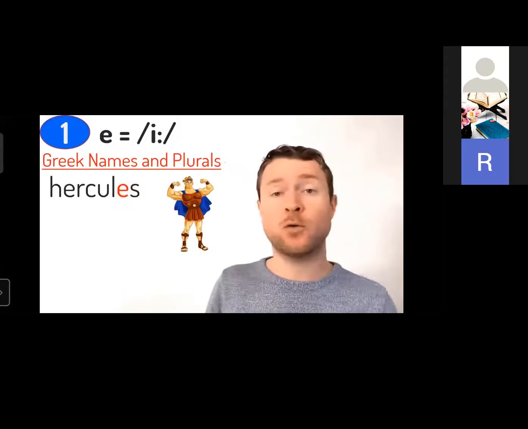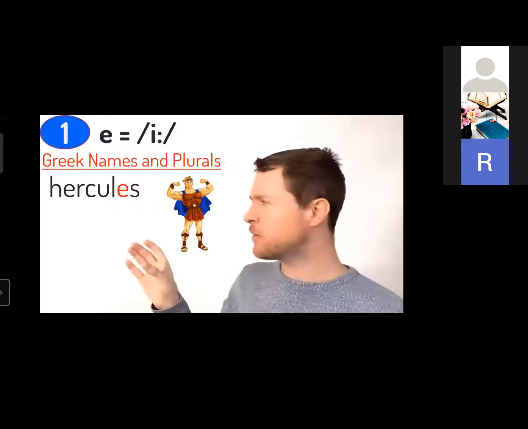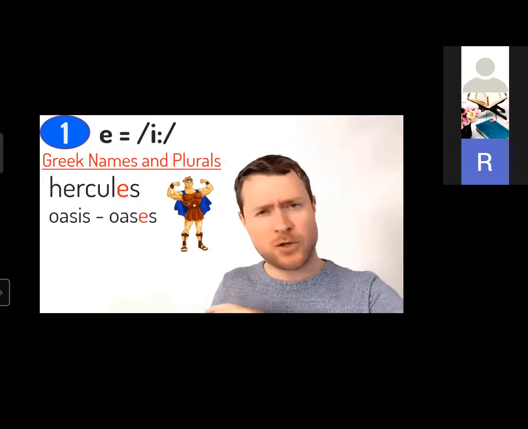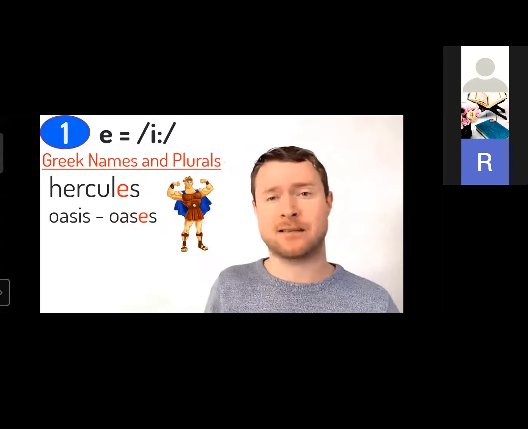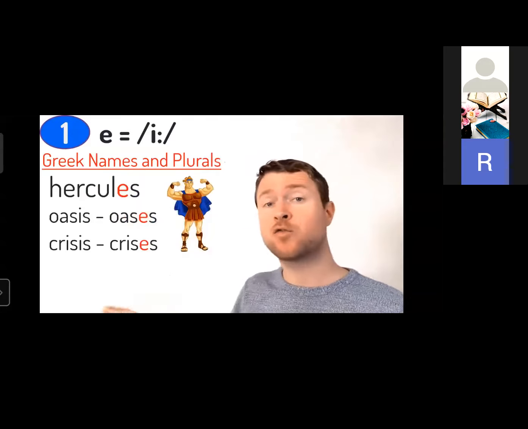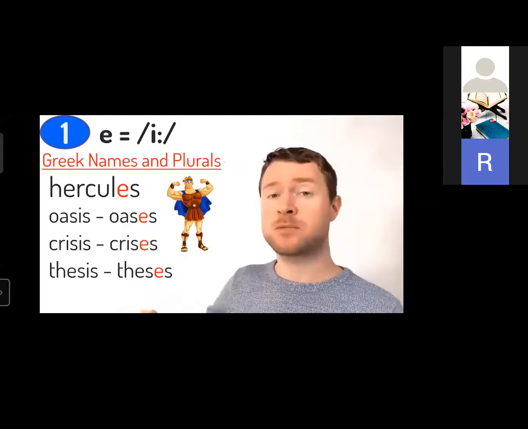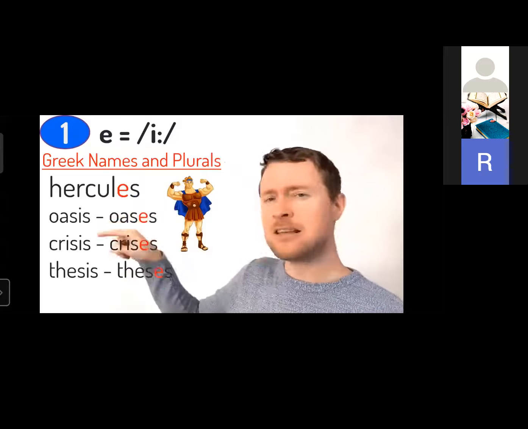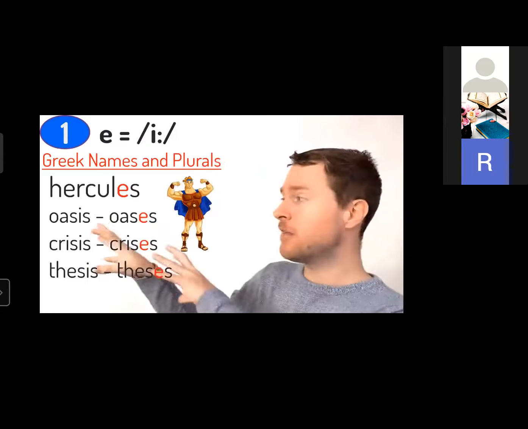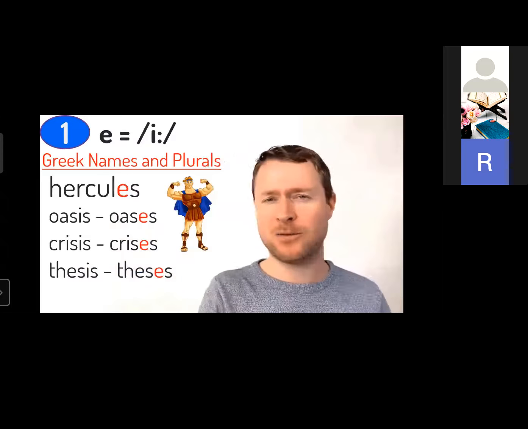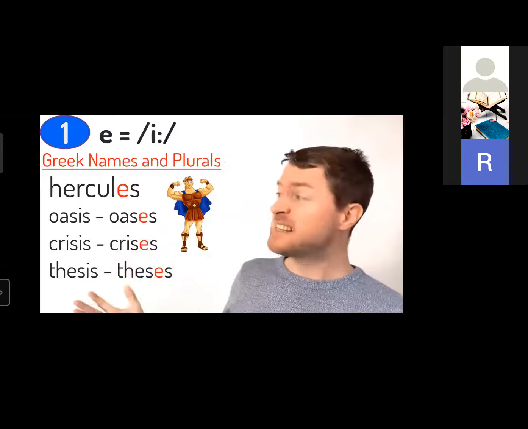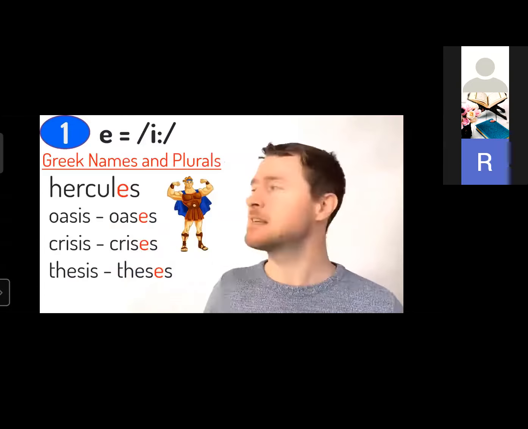Hercules, Hercules, okay? But also plurals of Greek words. So the single word oasis, if you change that to the plural, which means many of, you just add es: oases. Same with crisis becomes crises, and thesis becomes theses, okay? That es on the end of words here is always pronounced ease, because they're taken from Greek, okay? So practice Hercules, and theses, and crises, and oases.